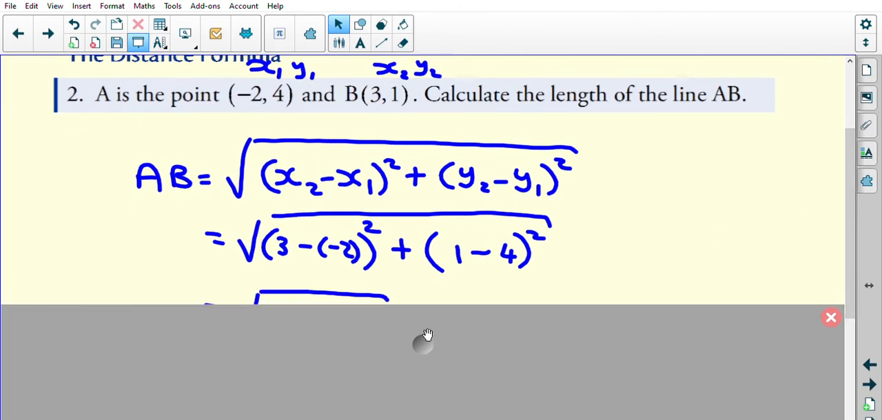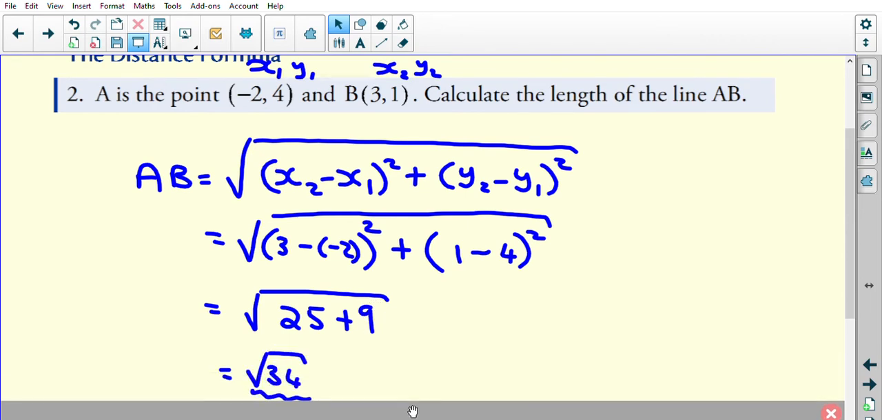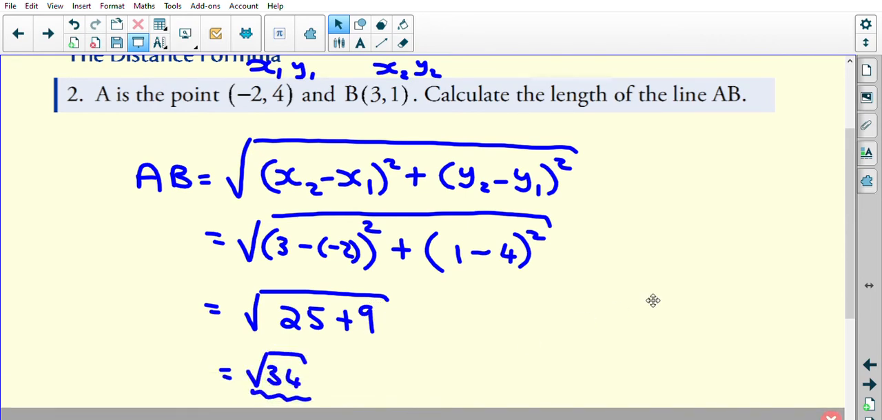So if we are being careful here, 3 take away -2 gives me +5. 2 negatives make a positive there. So 3 plus 2 is 5. I'm going to square it. 5 squared is 25. 1 take away 4 is -3, but if we square a negative, we will get a positive, so we get +9. Okay, and if we add them together, we get the answer the root of 34.